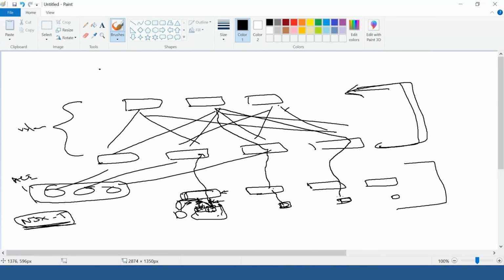And where is the restriction happening? On the leaf. Policies are implemented on the leaf. So the traffic will go up to here. Then only restrictions are applied.